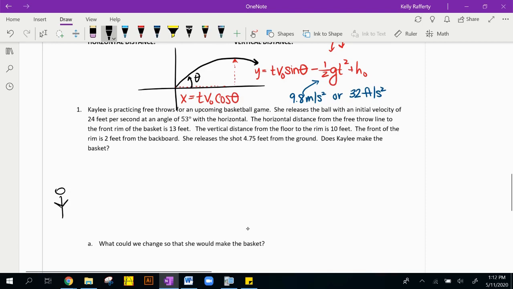So I'm going to draw Kaylee over here. Here's her basketball. And the angle she releases it at is 53 degrees. We've got 24 feet per second for velocity. So we're going to use feet for the gravitational constant. The horizontal distance from the free throw line to the front rim of the basket. So let me put the basket up here.